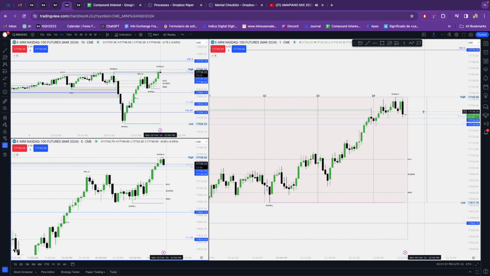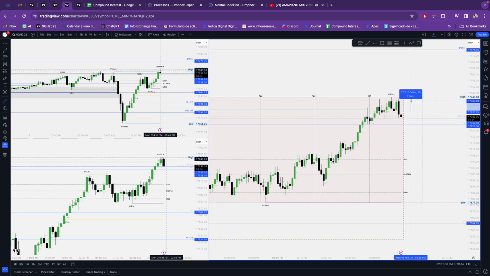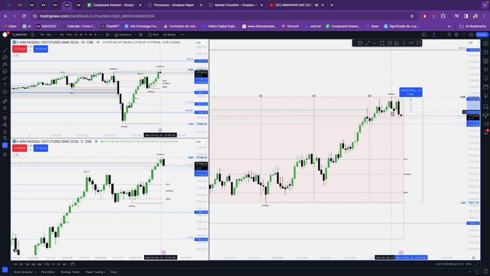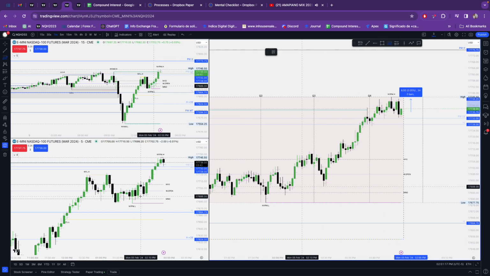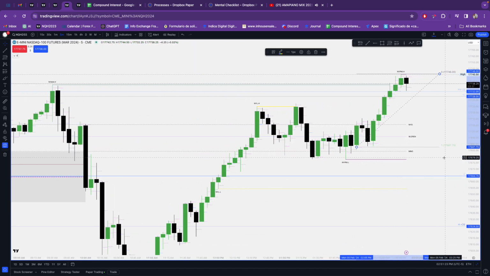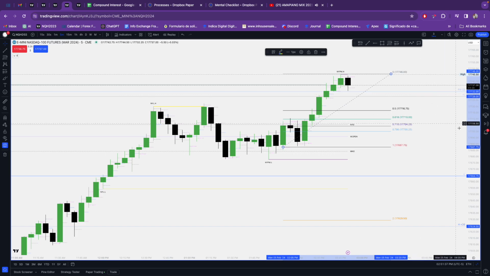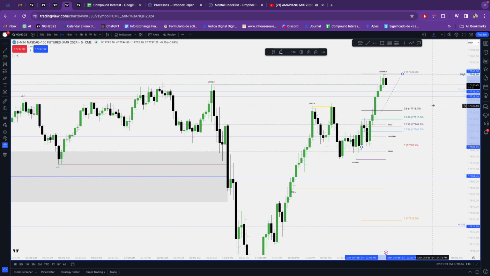If I were to enter in here, stop loss would be above here, right? And we want to take an optimal trade entry. So let's go to the 5. Here we have the 5 here. Discount is below 50% here.